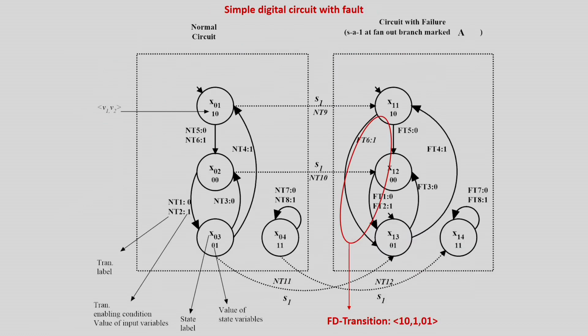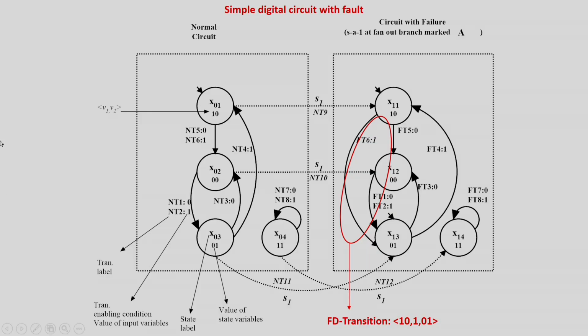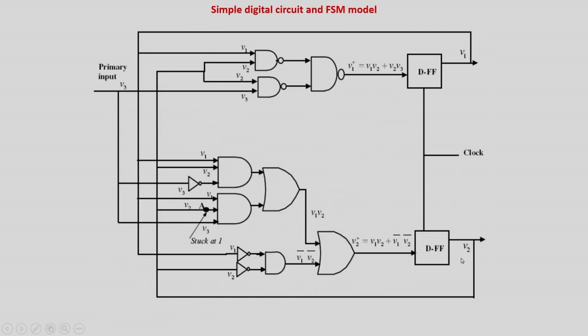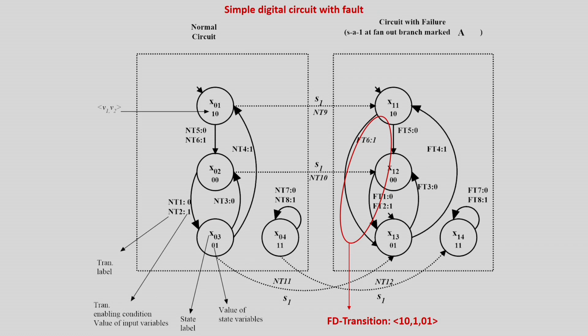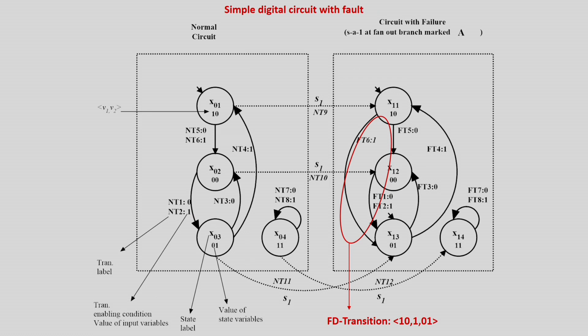Now I will make a finite state machine. Later I will tell you how to handle this finite state machine in complexity. This is the normal finite state machine, and this part corresponds to the fault finite state machine, because now a fault has occurred. Without the fault, the machine will behave like this. There are 4 states, basically 2 flip flops.